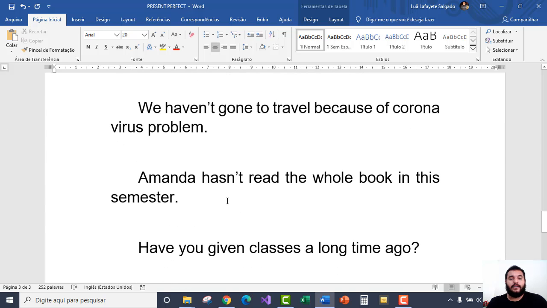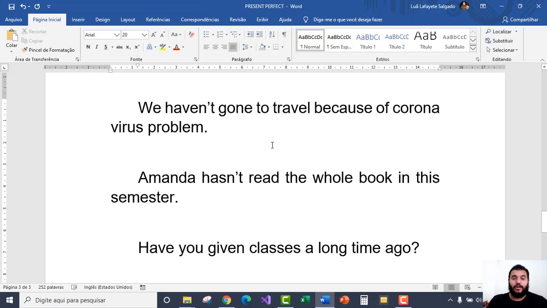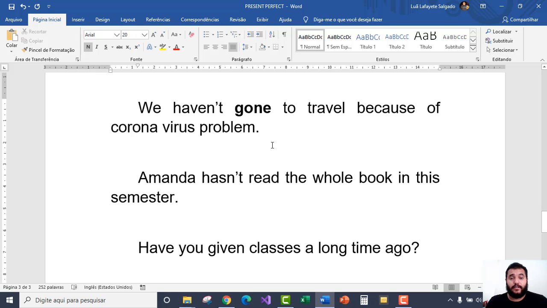Good? So, this is totally normal to use. Look at this: we haven't gone to travel because of the coronavirus problem. Here we can see a separation with the verb to, but the principal verb is go. Go is an irregular verb, so it changes to gone. So, we haven't gone to travel because of the coronavirus problem.